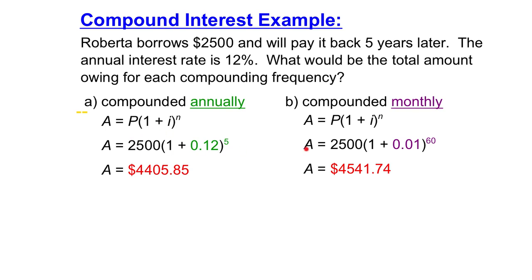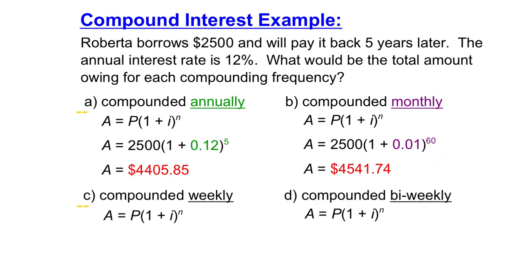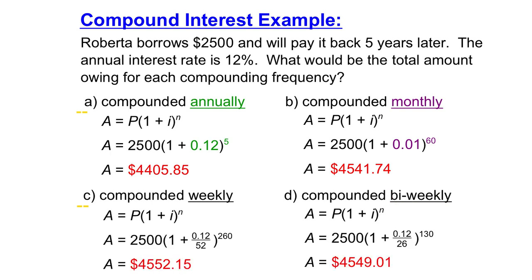So if you plug in those numbers, you get these answers. Notice the total amount owing is different. If they're compounding the interest annually, you'll pay less interest than if they compound the interest monthly. I can also compound the interest weekly or bi-weekly. Weekly means every week. There's 52 weeks in a year, so we're going to compound the interest 52 times every year. Bi-weekly means every other week. So that would be only 26 times a year. So this is the calculation we would do.